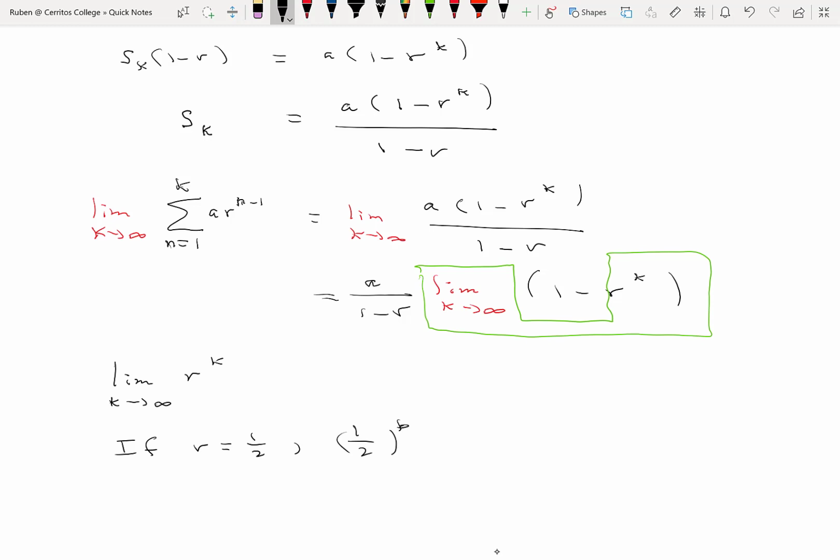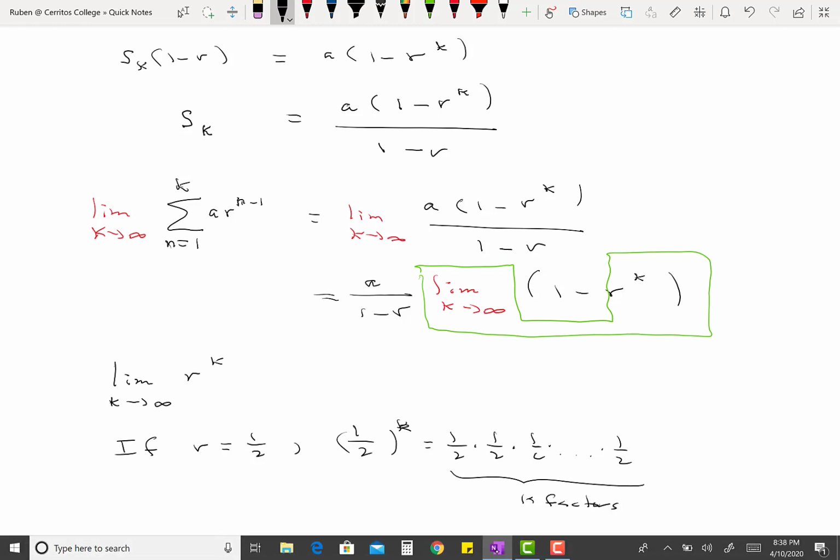What does that equal? It equals 1/2 times 1/2 times 1/2 times 1/2 times 1/2 times 1/2. How many factors of a half? k factors. What happens when you take a half and multiply by a half? You get something smaller. Multiply that by a half, you get something even smaller. If you keep taking a half and multiplying by a half, you get a sequence of numbers that are getting very, very small. Half of a half is a fourth. 1/2 of that is 1/8. 1/2 of that is 1/16, etc. So that approaches 0.